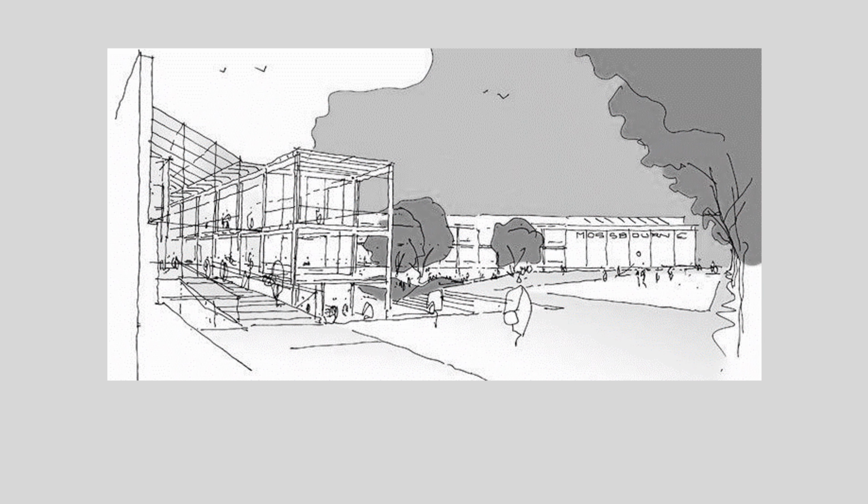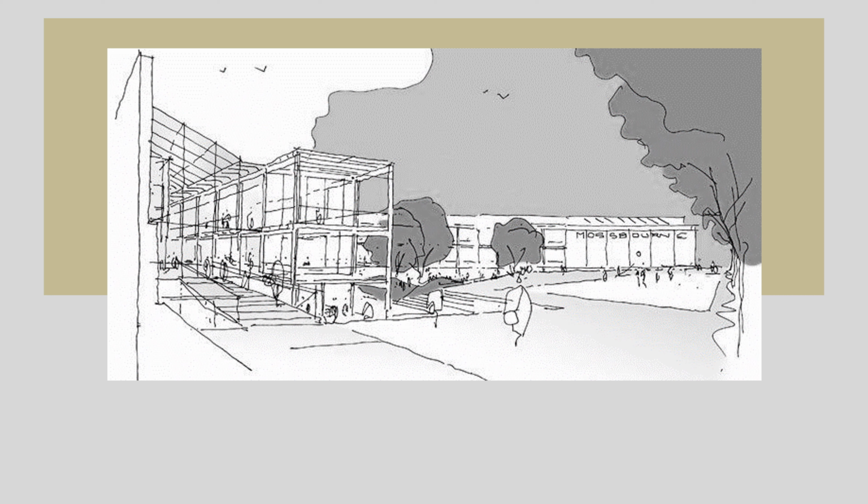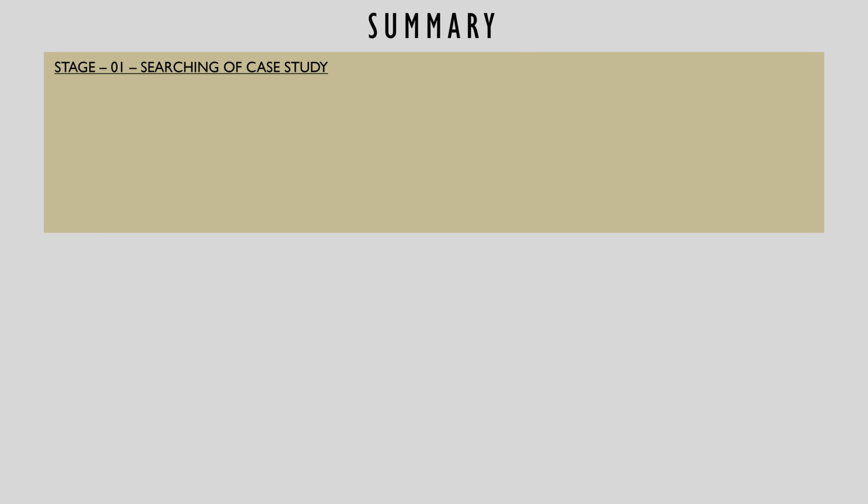We have come to the end of our session. We will end this session with a short summary and understand the overall learning. Stage 1. Searching of a case study. Reading of brief. Underline all the important words. Read your briefs at least 5 times so that you completely understand the background of your design.